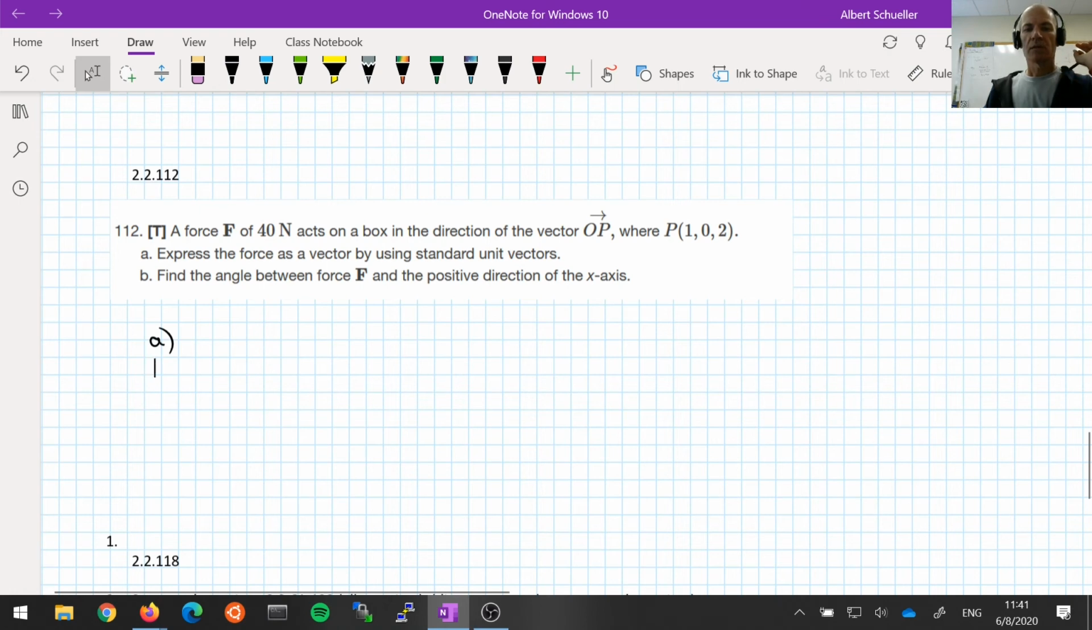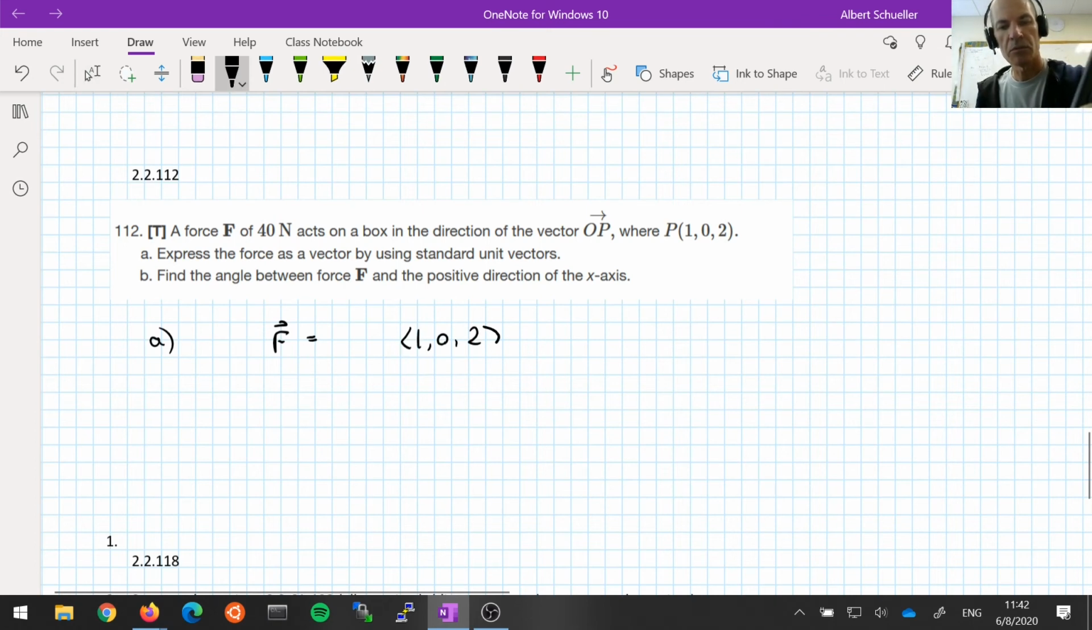So we want a vector that points in the same direction as OP and has magnitude 40. To find a vector, we need to find the unit vector that points in this direction. So the unit vector, in fact, let's use capital F since that's what we're given here. This vector is going to be 1, 0, 2. That's the original vector v. We'll divide by its length to make it a unit vector. What is its length? It's the square root of 1 squared plus 2 squared. And then we'll multiply by 40 to scale that unit vector back out to the correct length.